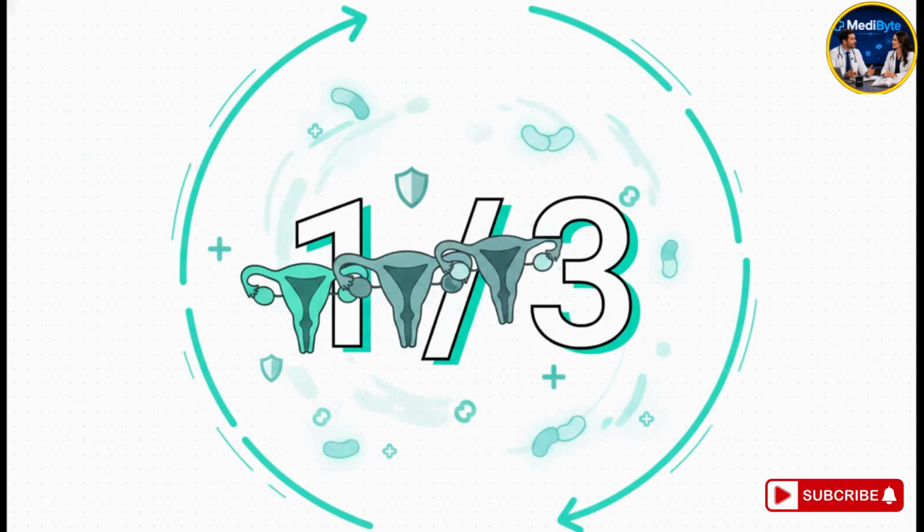Now, what's really interesting about this is a pretty staggering statistic. Roughly one third of women who have had pelvic inflammatory disease will actually develop the infection again in the future. That massive recurrence rate shows exactly why understanding this condition, getting properly treated, and taking real preventative steps is absolutely vital for your long-term health.